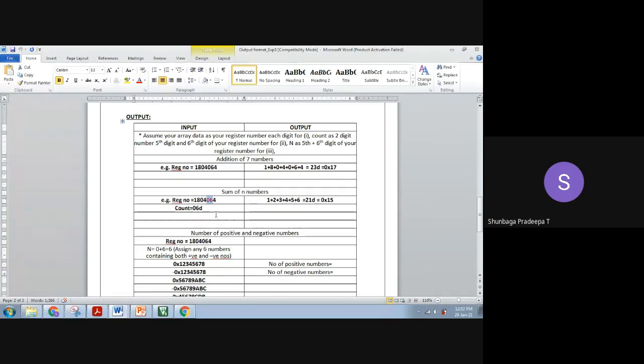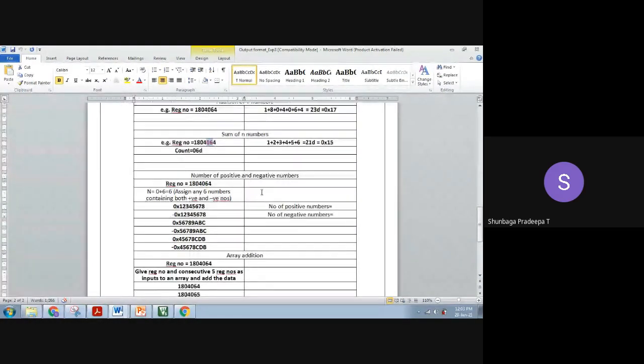So you have to perform 1 plus 2 plus 3 plus 4 plus, till the count you have in the 5th and 6th digit together. Suppose if it is 20, then you have to perform 1 plus till 20. Take that as a decimal value.